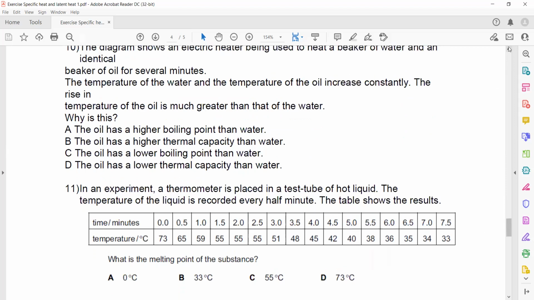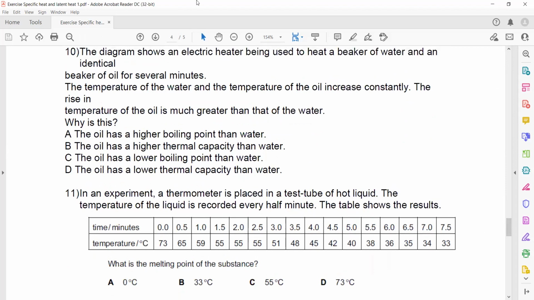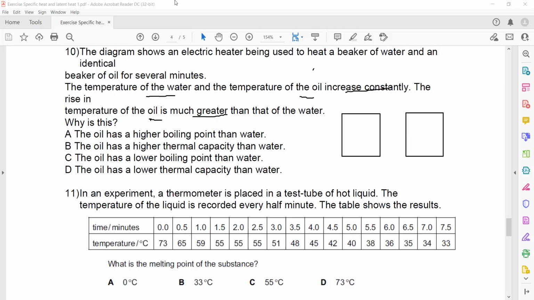In question 10, I removed the diagram from the question. So basically, we supply the heat energy, and the temperature of the water and the temperature of the oil increase constantly. The temperature of the oil is much greater than the temperature of the water. We supply the same amount of energy, like one container is filled with water, another one is filled with oil.